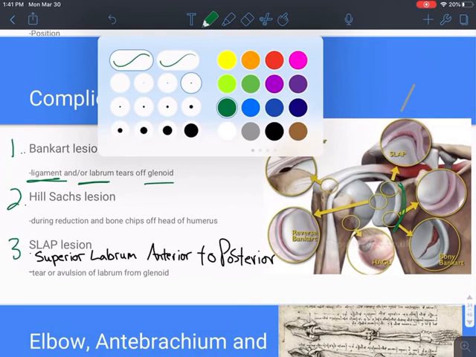So I need to make a note. Labrum and contractions. Something you guys need to watch.